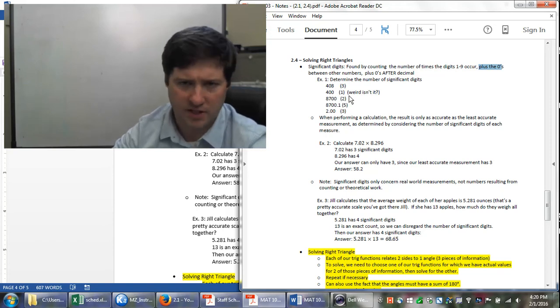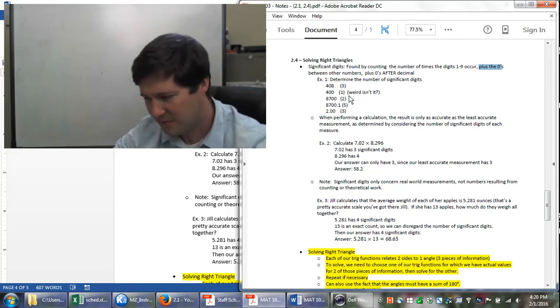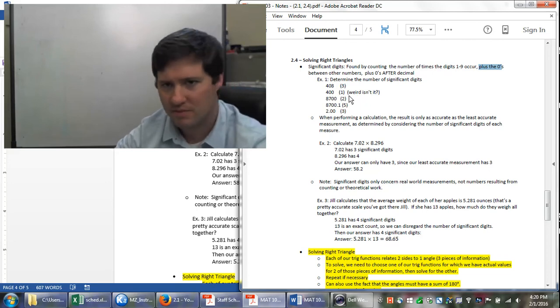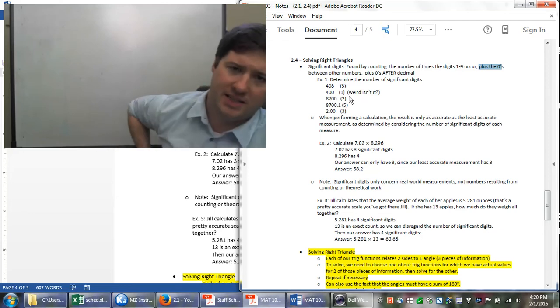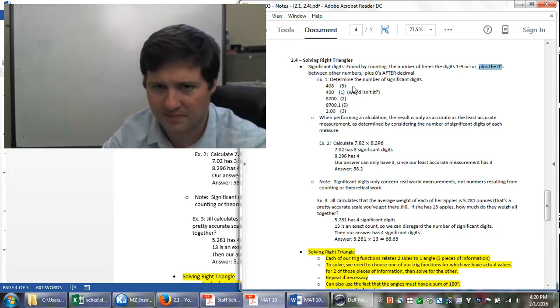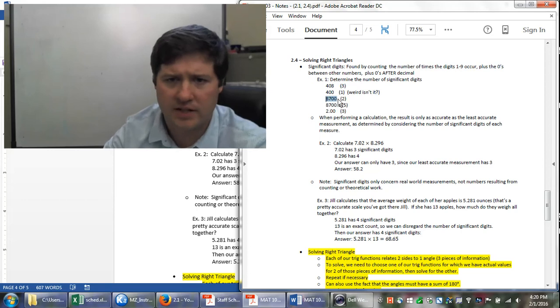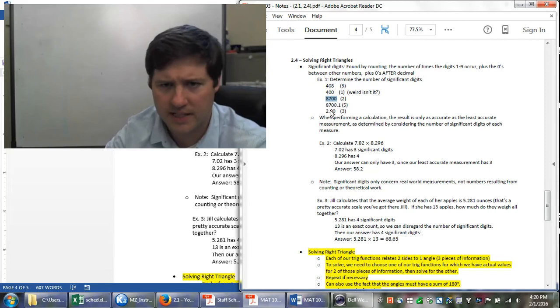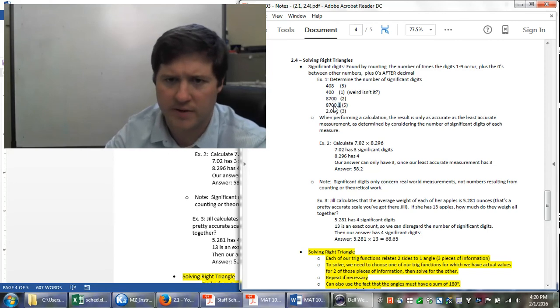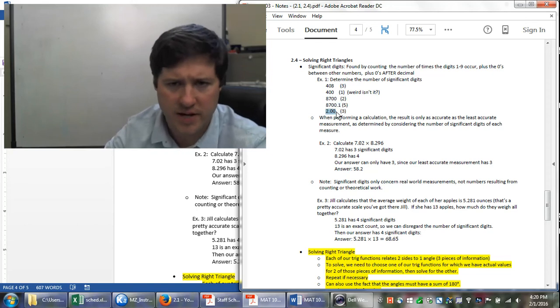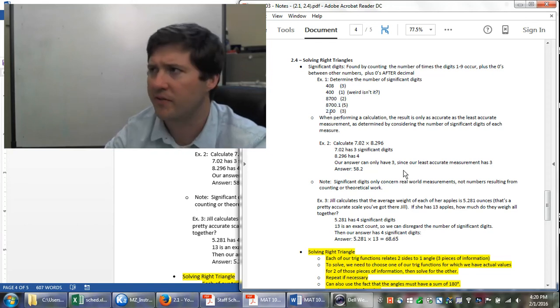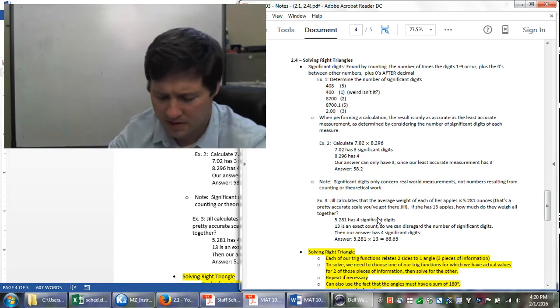We've got 408. That has 3 significant digits because this 0 comes between 2 other digits. We do count that. 400, on the other hand, if this was a measurement, someone said 400 miles, we would only say that's accurate to 1 digit. If they had a better estimate, they should have given us that. If they meant it was 400 and not 410, they should have specified that in some way, shape, or form.